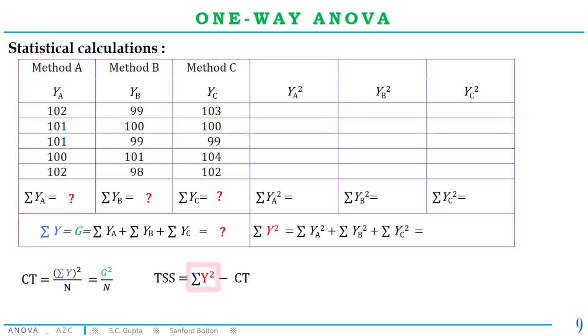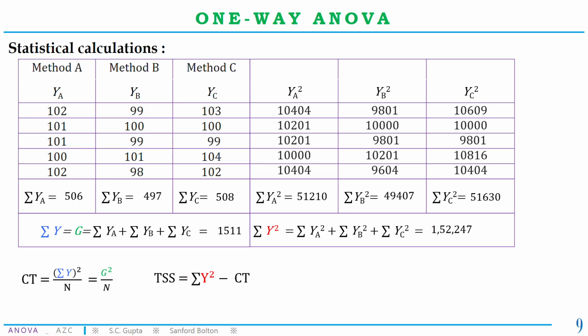Let's first calculate the sum of all observations, sigma yA, sigma yB, and sigma yC. Then the grand total, that is sigma of y. The grand total obtained is 1511. Now perform stepwise calculation of sigma y square. Sigma y square obtained is 152,247.